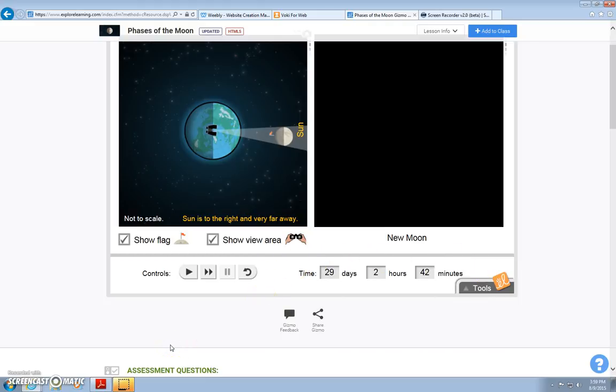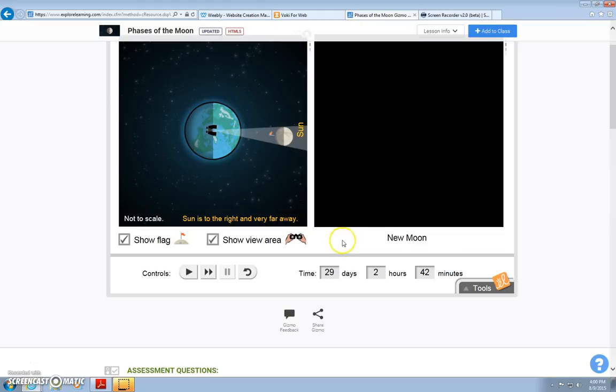Now, I want you guys to independently begin to use this simulation to answer your own learning goals, which is, note how the moon orbits around the Earth. Specifically, what is the relationship between the moon's position and how much light it reflects from the sun? And then also, use scientific terminology to classify and characterize moon phases.